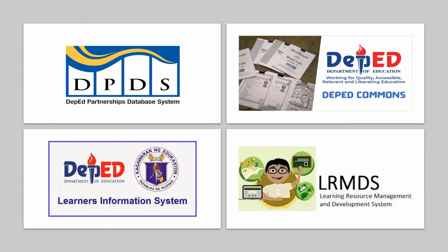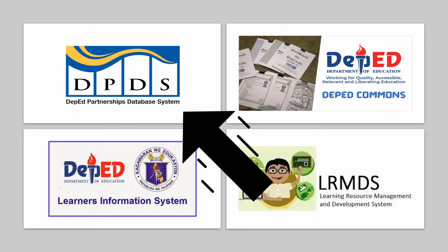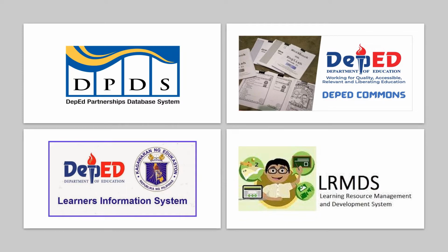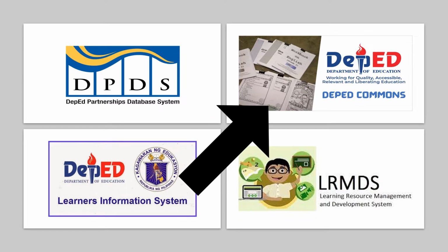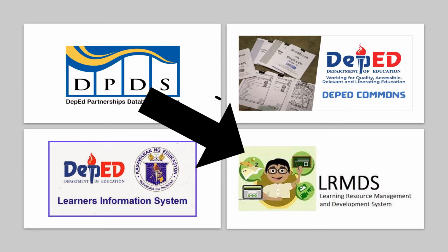Well, in DepEd, we use different websites or database systems depending on the purpose. For example, the DepEd Partnerships database system. In here, only the school heads or the bosses can open this system for partnership programs. We also have the DepEd Commons, wherein teachers and learners can access different learning materials from different divisions all over the Philippines, as well as the LRMDS, or the Learning Resource Management and Development System. But in LRMDS, only teachers can access this.